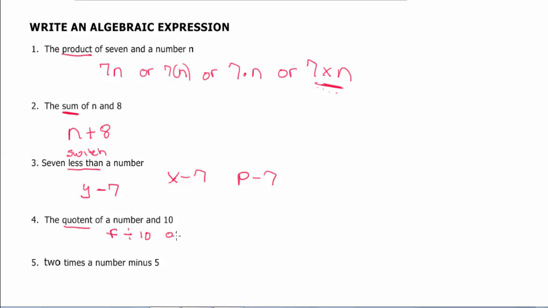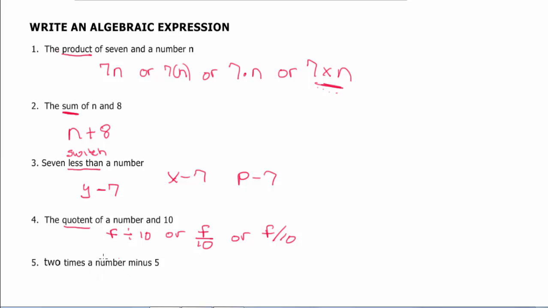I'll take that. You're more likely going to see it like this, or if you like to use this, that's fine as well. Okay, any of those are f divided by 10, or the quotient of a number and 10. So you could use any variable.